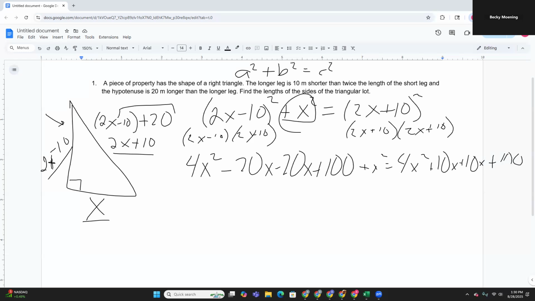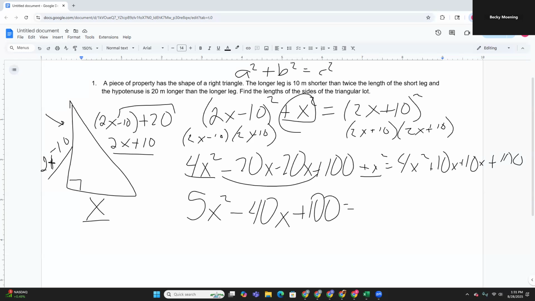Let's put everything together. So on the left side, I've got 4x squared and x squared gives me 5x squared. Negative 20x and negative 20x is negative 40x. And then I still have my plus 100. On the right side, I just have the 4x squared. 10x and 10x is 20x.